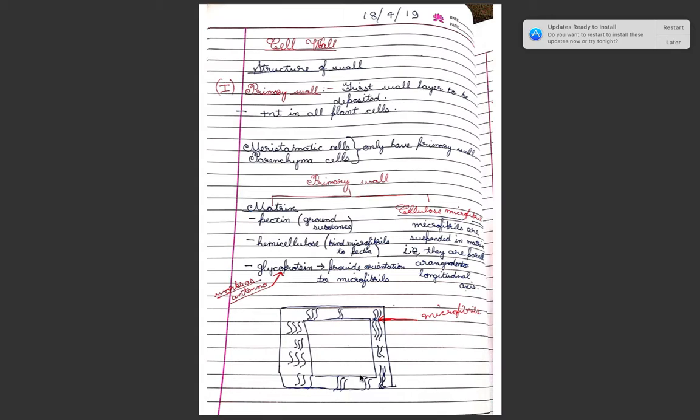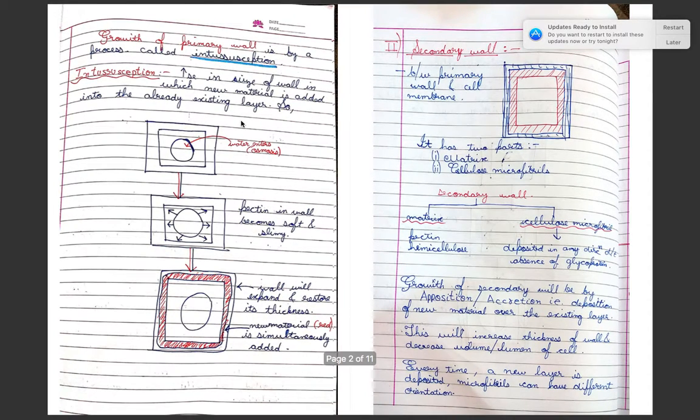This is a cell wall, and these are the microfibrils. You can see that these are parallel to the longitudinal axis. Growth of primary wall is by a process called intussusception. Intussusception is the increase in size of the wall in which new material is added into the already existing layer.